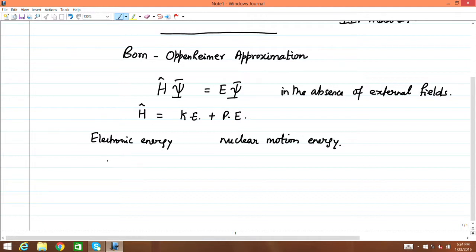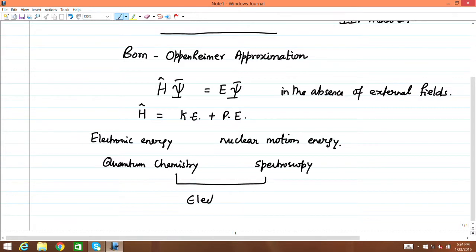The electronic energy essentially leads to what we know today as quantum chemistry, the study of electronic energy, potential energy surfaces for fixed configurations of nuclei, and then the nuclear motion energy, which is essentially what we call molecular spectroscopy. And the link between the two will turn out to be electronic spectroscopy. We shall see that in this lecture.